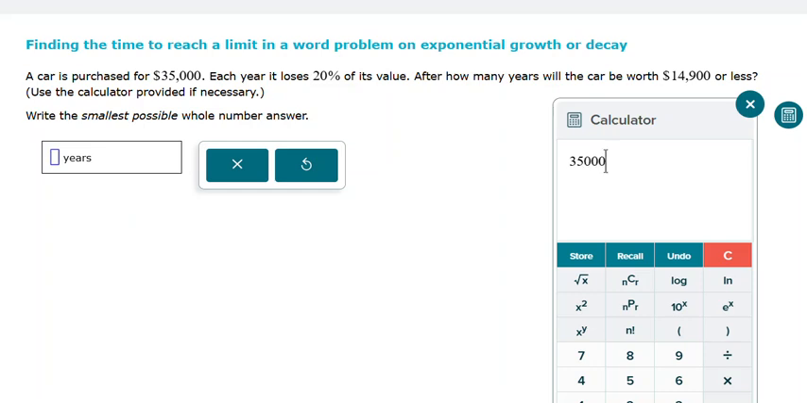So this may or may not take longer depending on how good your guesses are. So 3 years, it was above 14,900. The first year that it was below 14,900 was year 4. So I would put 4 years in for my answer here.